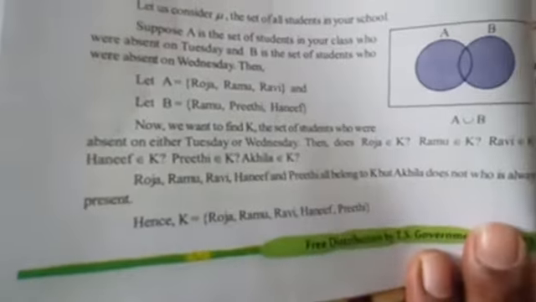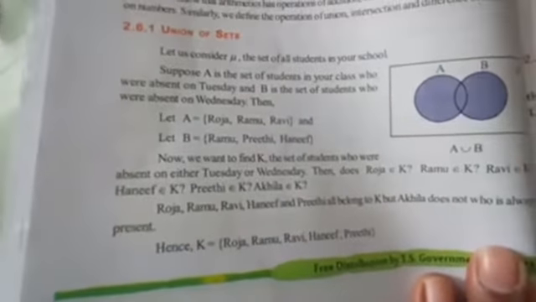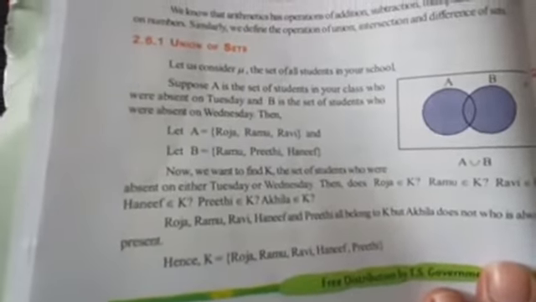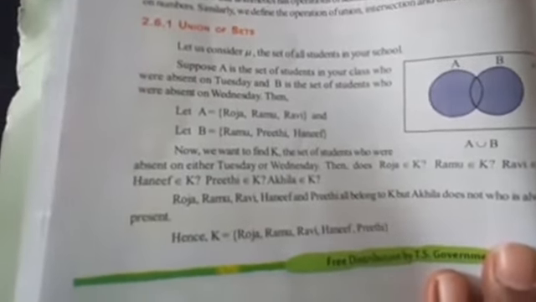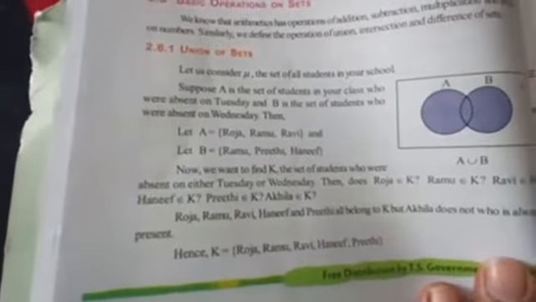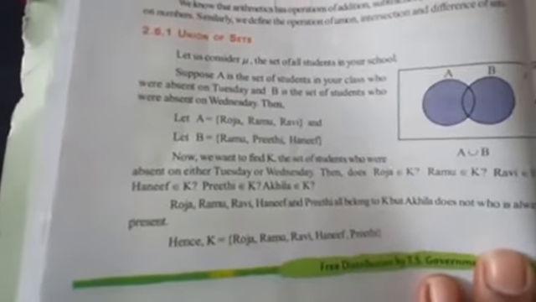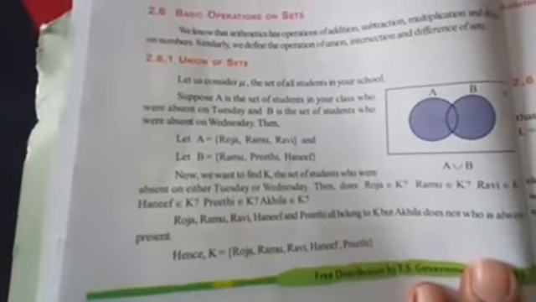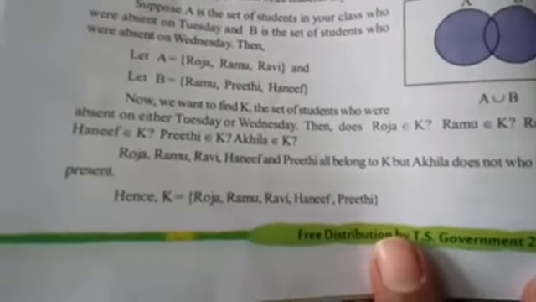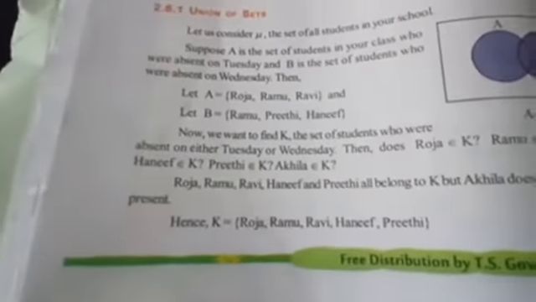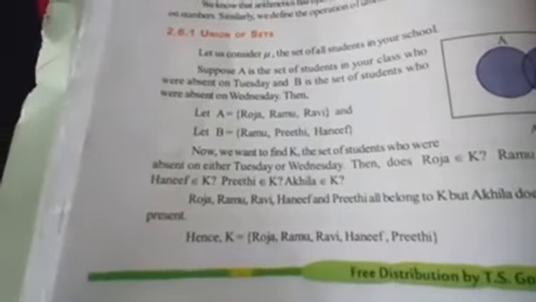Now we want to find K, the set of students who are absent on either Tuesday or Wednesday. Those are Roja, Ramu, Ravi, Preeti, Hanif, absent either on Tuesday or Wednesday. So that is the set K. Here the set K is called the union of sets A and B.